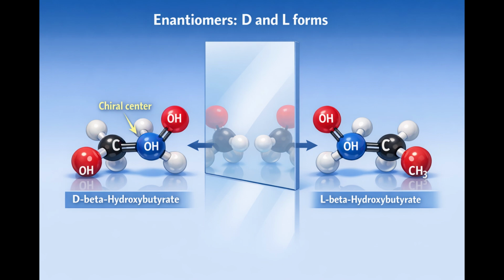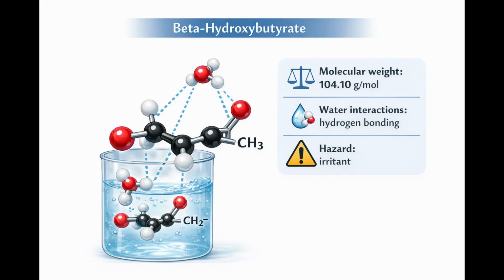Beta-hydroxybutyrate is strongly influenced by intermolecular forces. Because it contains oxygen-rich functional groups, it can participate in hydrogen bonding and strong interactions with water. That helps explain its solubility in aqueous environments like blood. Its small size and polarity help it move through the body efficiently. In safety information, the acid form is generally listed as an irritant. So, while it is biologically useful, it still must be handled carefully in concentrated chemical form.